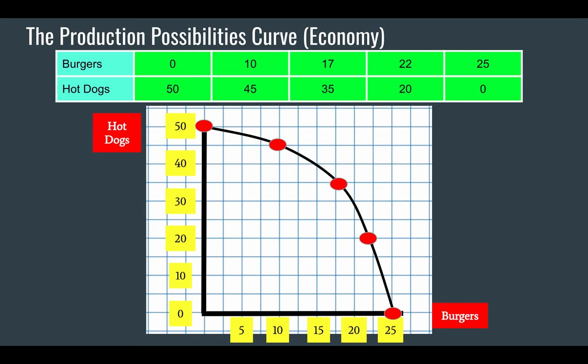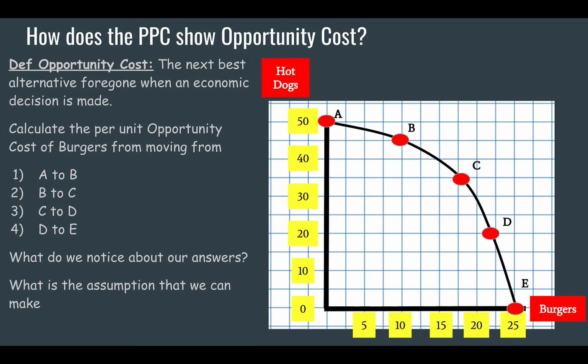I hope that makes sense. That is the limit to the ability of society to produce goods and services, in this case hot dogs and hamburgers, given its limited factors of production. Now, moving on. Let's remind ourselves what opportunity cost is: the next best alternative foregone when an economic decision is made. Absolutely fantastic. That's what we want.